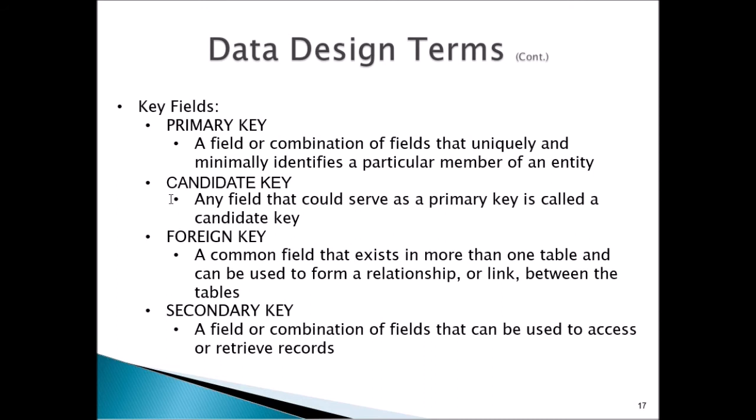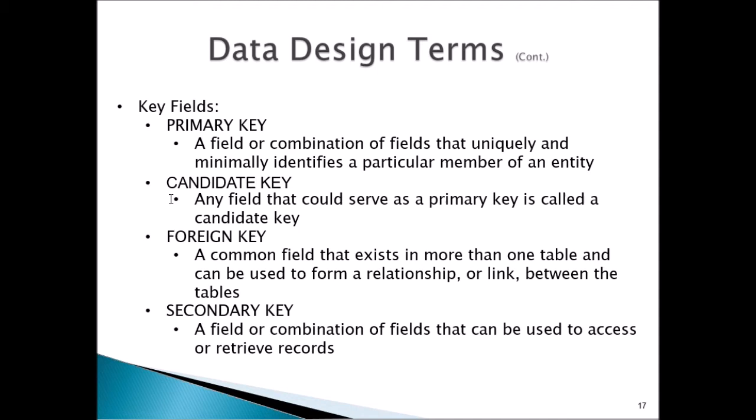So now let's talk about different types of key fields. We have the primary key, the candidate key, the foreign key, and the secondary key. The primary key is a field or combination of fields that uniquely and minimally identifies a particular member of an entity. A candidate key is any field that could serve as a primary key. A foreign key is a common field that exists in one or more tables and can be used to form a relationship or link between tables. And a secondary key is a field or combination of fields that can be used to access or retrieve records.